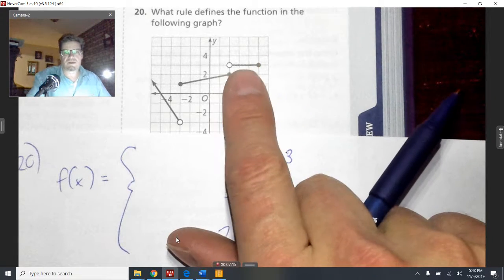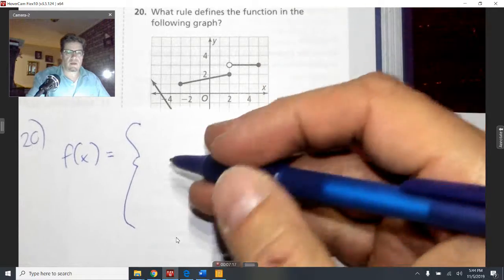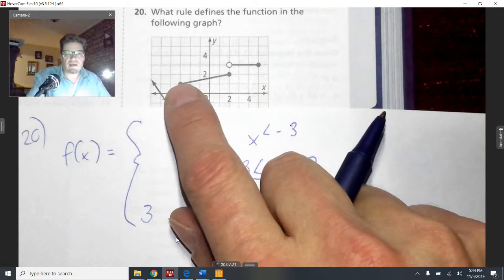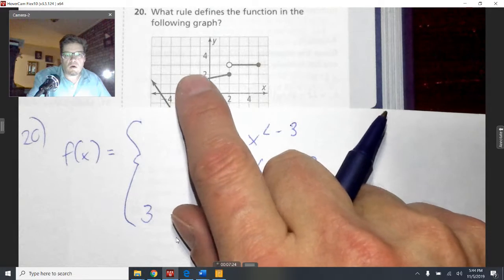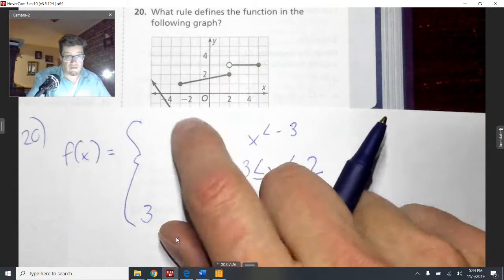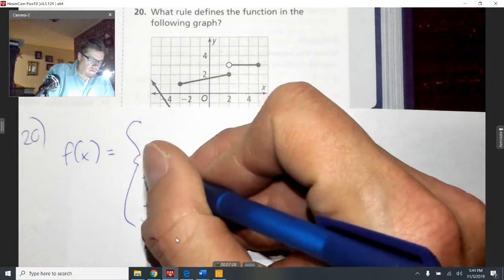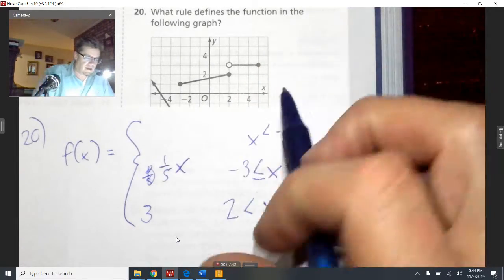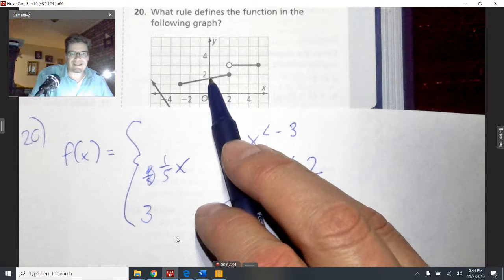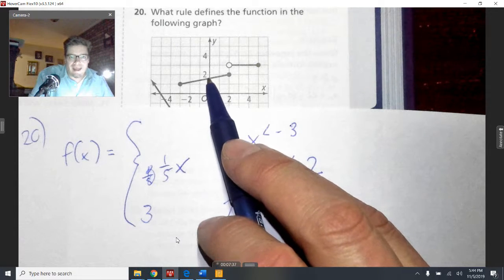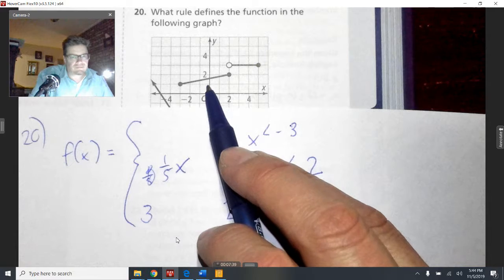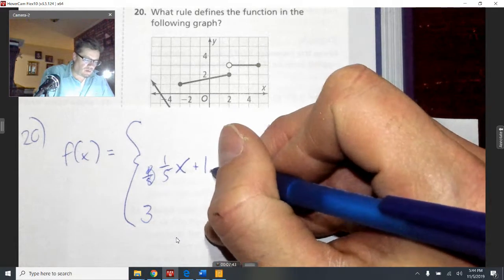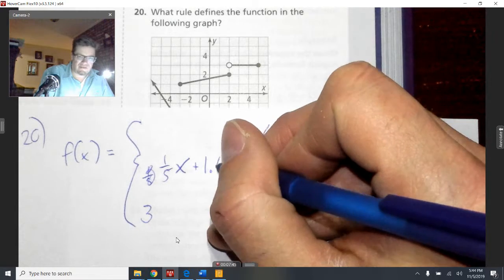All right, so first of all, this one's the easiest one. That's 3, right? There's no slope, so that's just a 3. This one looks like I have a slope of up 1 over 5. Up 1 over 5, and it looks like it hits the y-axis at about, it's a little over a half. So I would probably estimate that at like 1.6 or 7.